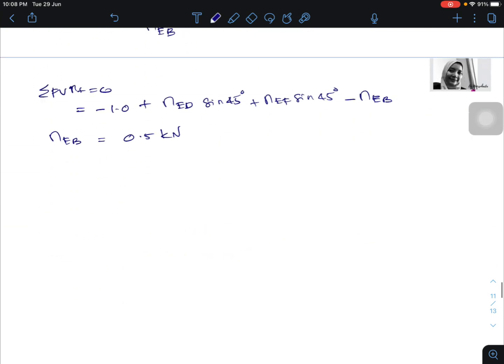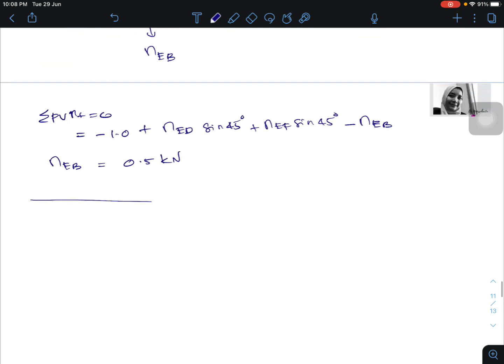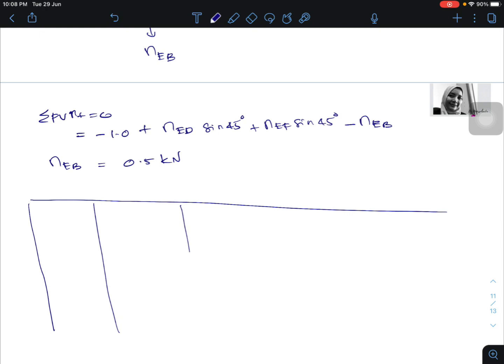After we identify all member forces for the real load and virtual load, now we go to the next process, tabulation. For tabulation, I divide into 5 columns: 1, 2, 3, 4, 5. The first column is for member. The second column is the value of capital N due to real load.